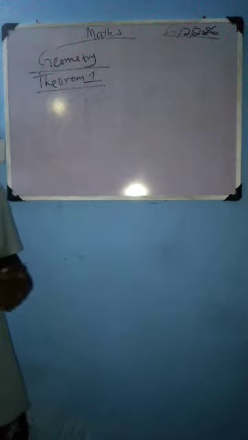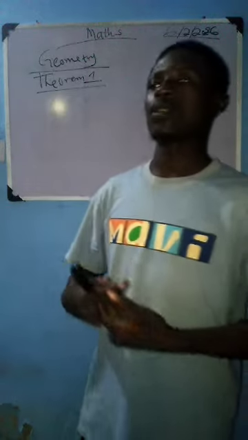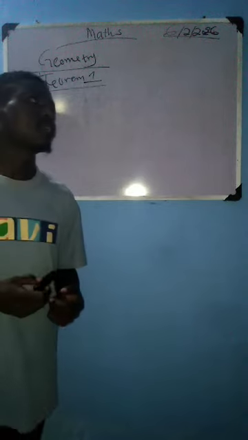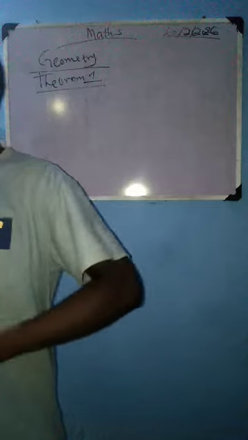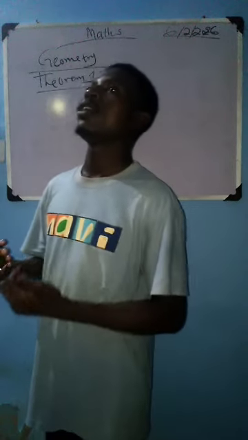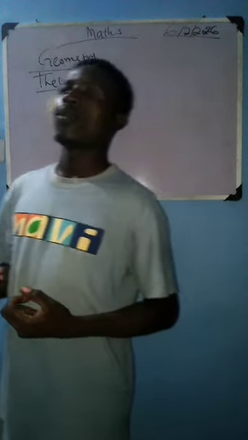We also look at the solid shapes, which have three dimensions: length, height, and breadth, right? Examples of such are the cone, the cylinder, pyramids, the sphere, and so on and so forth.